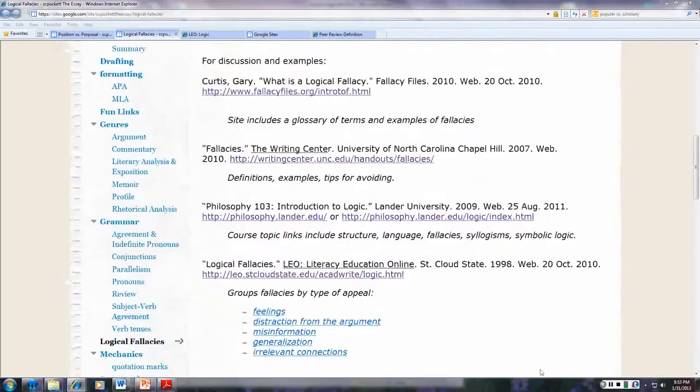If you're in the essay website and you're on the page for logical fallacies, there are also these links: a definition, glossaries of terms, and tips for avoiding them. In the philosophy course at Lander University, there is information about structure, syllogisms, and symbolic logic. But we're going to look for just a minute at the LEO, Literacy Education Online site, because they have fallacies grouped by type of appeal.